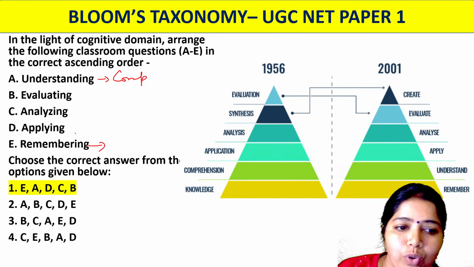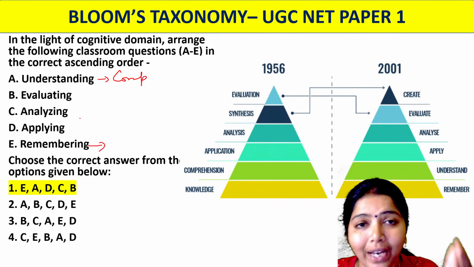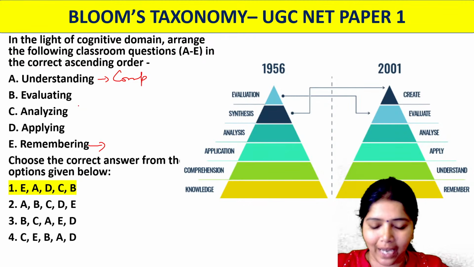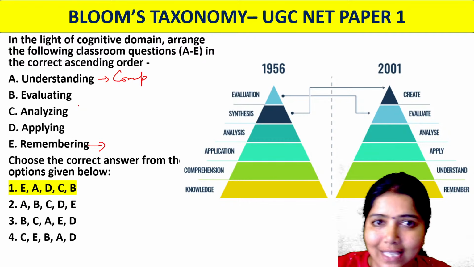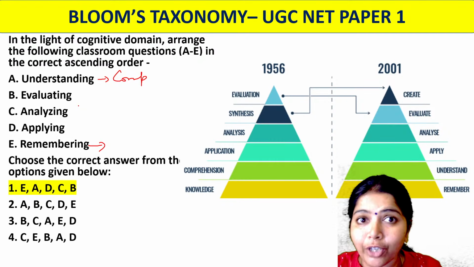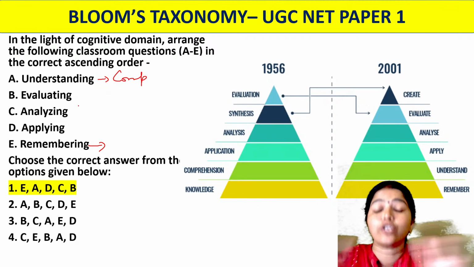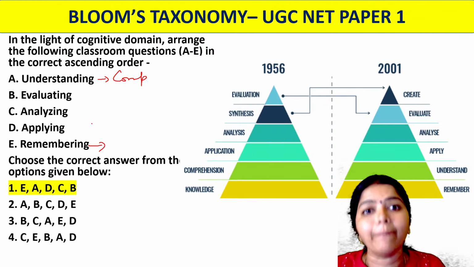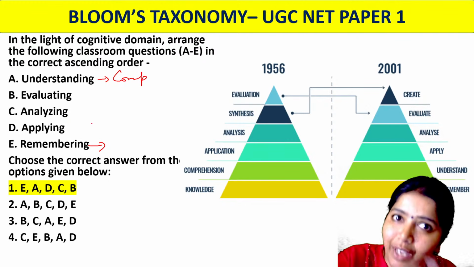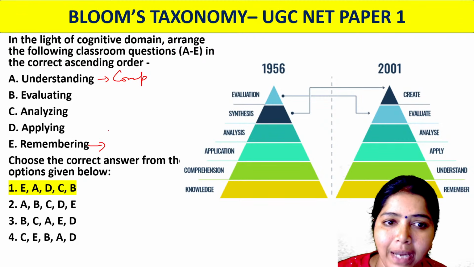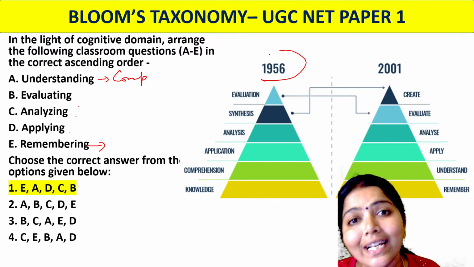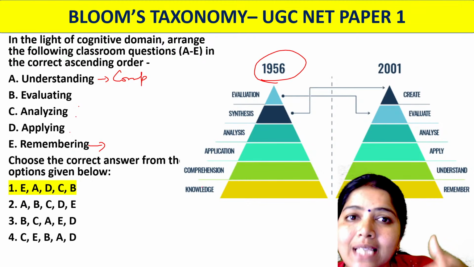Comprehension. Understanding is nothing but comprehension. And then after, I have to do what? Application. And then I have to analyze. Analysis means the whole thing I am able to disintegrate into parts, right? After doing the analysis, I should be able to combine all those things, that we call synthesis. After combining all things, I have to evaluate what we have done. So first comes remembering, next comprehension, then apply, then analysis, and last evaluate. According to 1956 Bloom's taxonomy, this is the sequence.